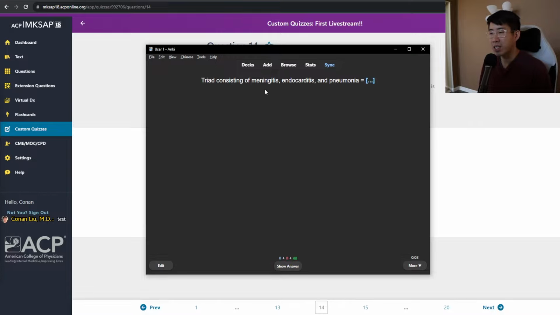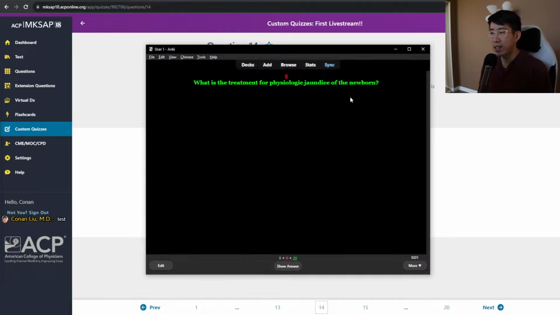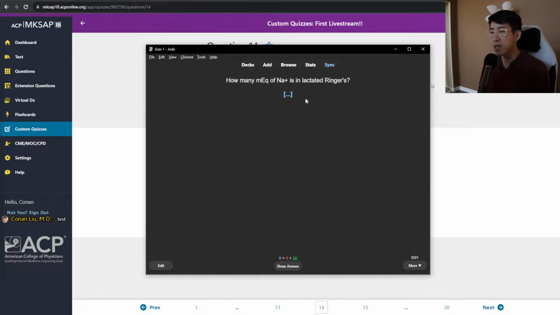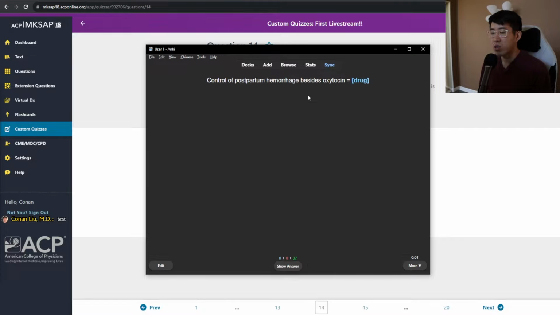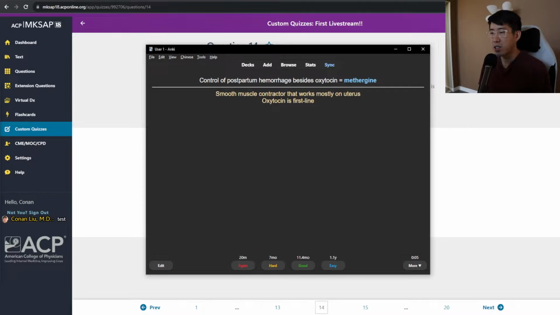Triad consisting of meningitis, endocarditis, and pneumonia. This is Osler's triad. What is the treatment for physiologic jaundice of the newborn? That's going to be phototherapy. How many milliequivalents of sodium is in lactated Ringer's? That's 130 milliequivalents. Control of postpartum hemorrhage besides oxytocin would be methergine, which is contraindicated in patients with hypertension.